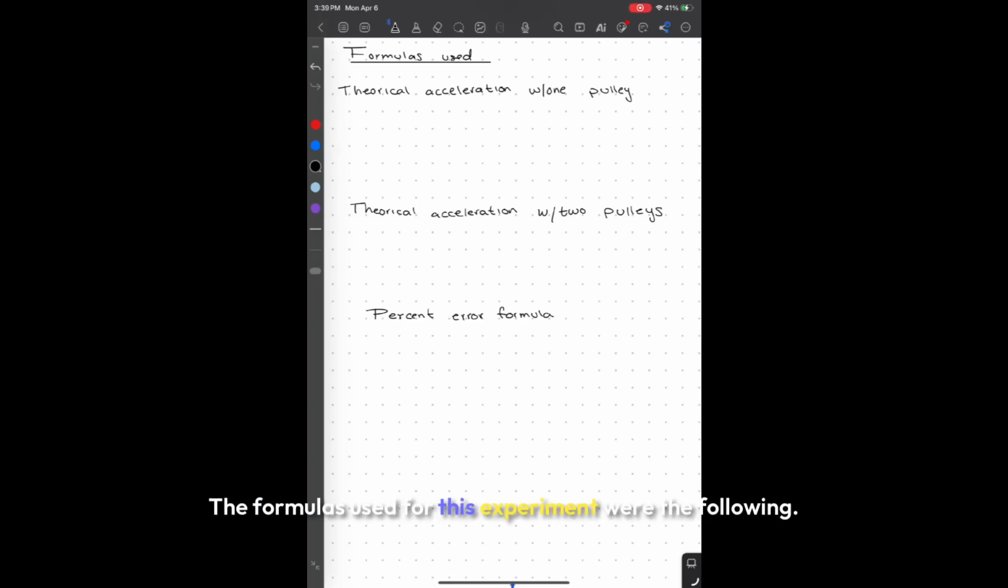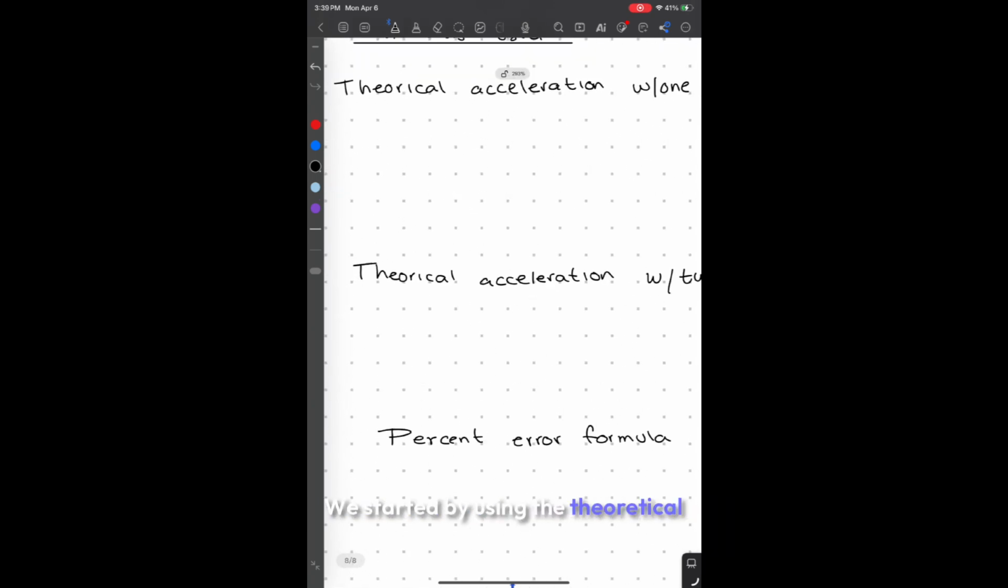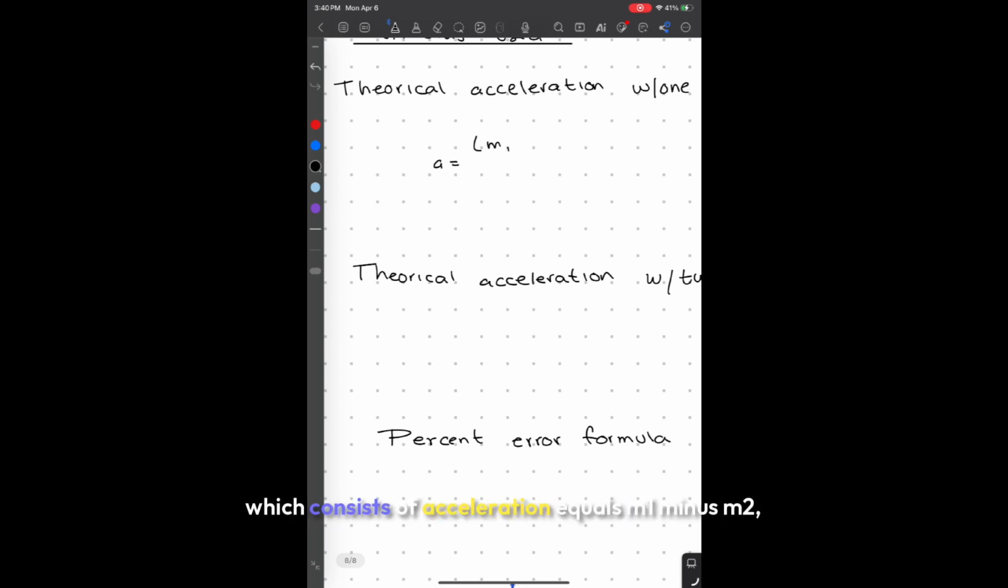The formulas used for this experiment were the following. We started by using the theoretical acceleration with one pulley, which consists of acceleration equals m1 minus m2, which is mass 1 minus mass 2, over mass 1 plus mass 2, times our gravity.